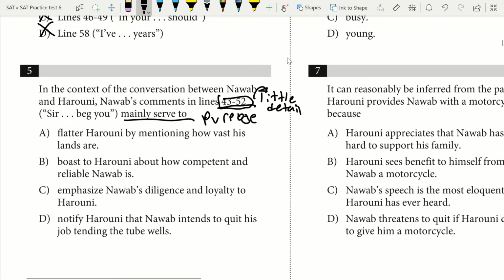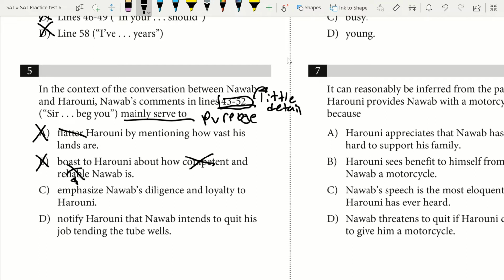So let's look at 5. We got A, flatter Haruni by mentioning how vast his lands are. No, he's not looking to flatter him. B, boast to Haruni about how competent and reliable he is. No, he's not looking to show how competent he is or reliable, because he's actually saying at this point in his lifetime he's not really reliable anymore due to his physical limitations.